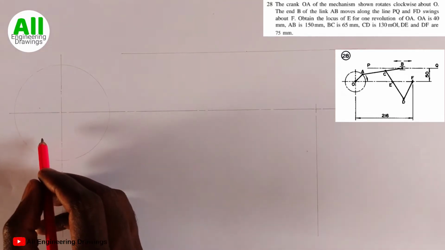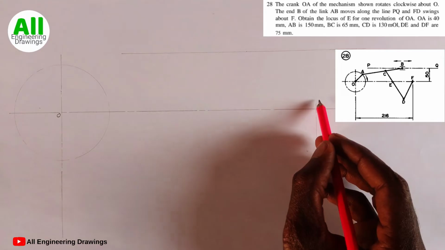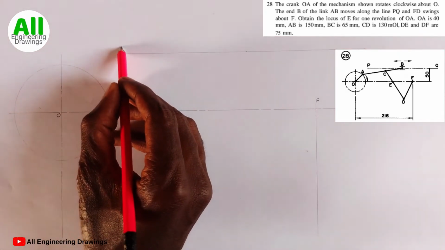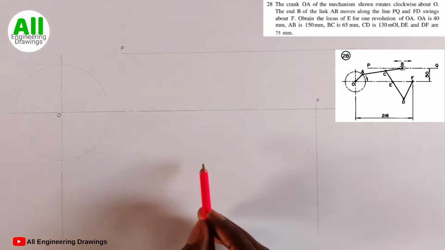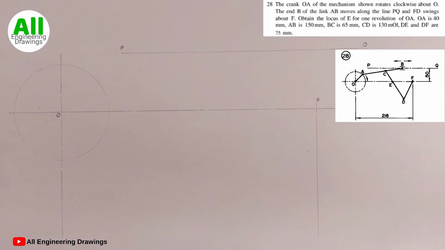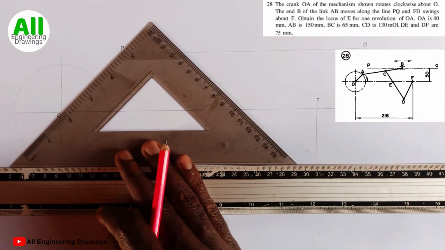So this point here is labeled O. This point is labeled F. This point here is labeled P. And this point O. Next, I will draw a line this way using my 45-degree set square. The line should be bold.